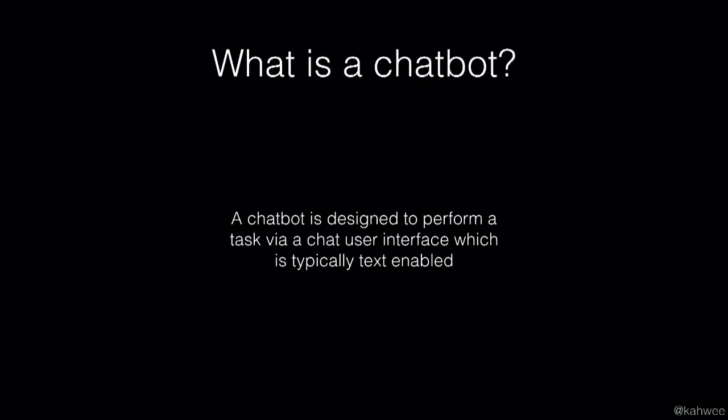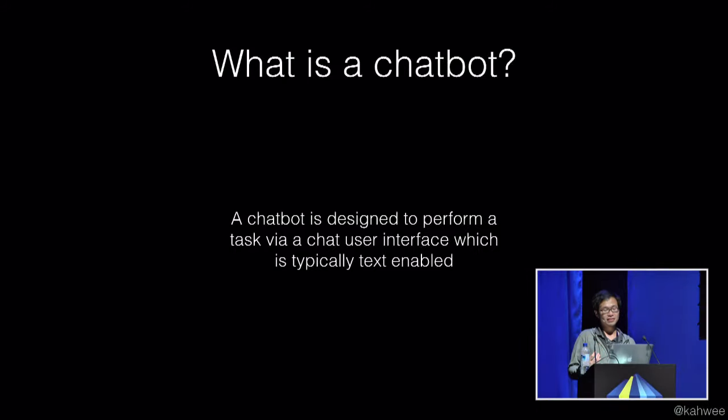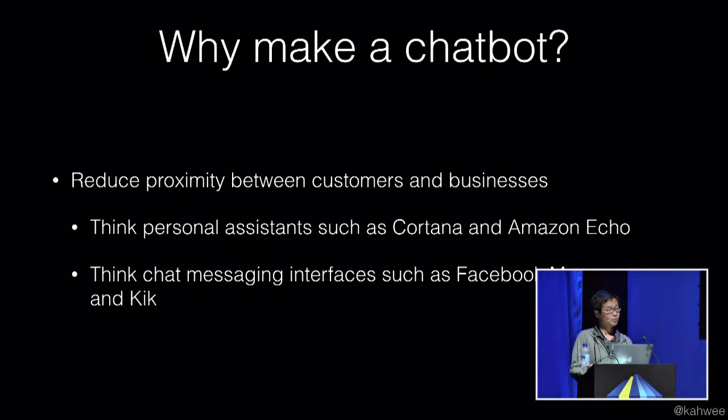So what is a chatbot? A chatbot is designed to perform tasks via a chat user interface that typically is text-enabled. Examples of text-enabled chatbots would be Facebook Messenger and Slack. There are some voice-enabled ones, such as Cortana and Amazon Echo. But to me, I see them as personal assistants that perform 1 or 2 tasks incredibly well under the given constraints.